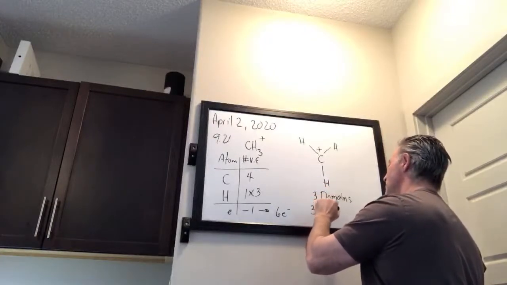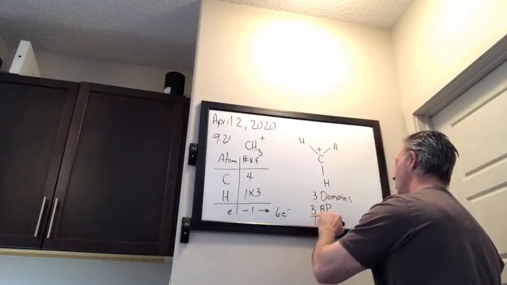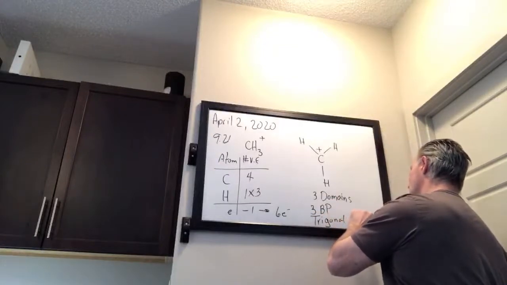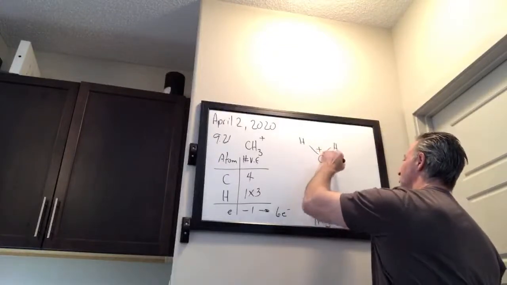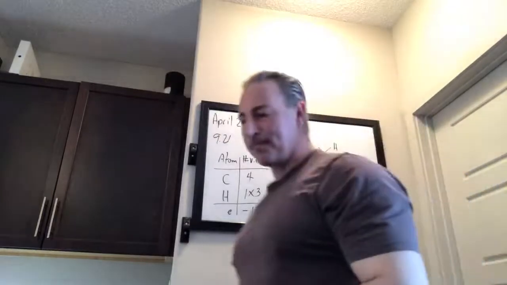They're all bonding pairs. So this is going to be a trigonal planar, according to VSEPR theory. So you're going to have a 120-degree bond angle there. It's going to be sp2 hybridized.